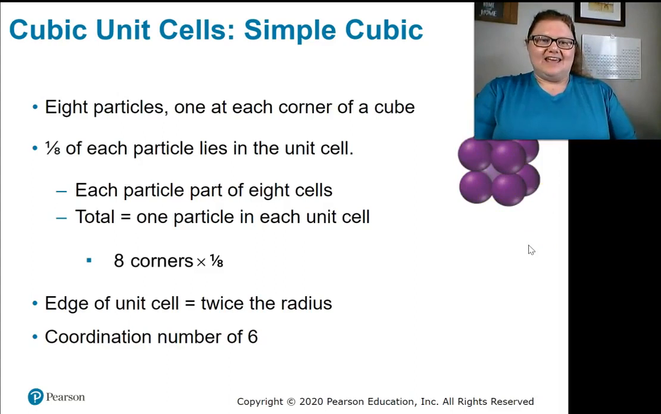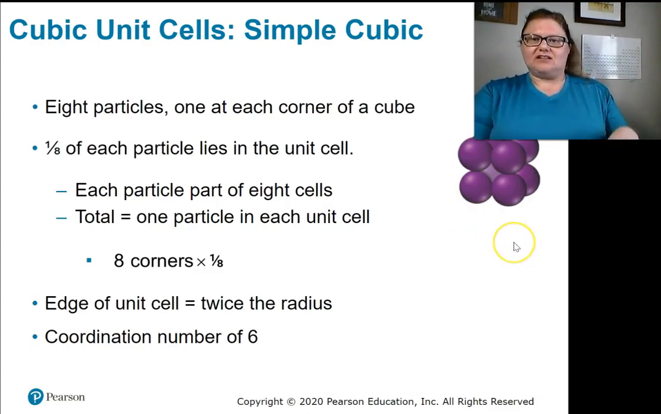Okay, 1/8 of each particle lies in the unit cell. That goes to that chopped picture that I showed on a previous slide. And so each particle is part of 8 cells. The total is 1 particle in each unit cell. And so this is going to get kind of confusing with the fractions and how we're then combining them to get whole numbers of atoms again.